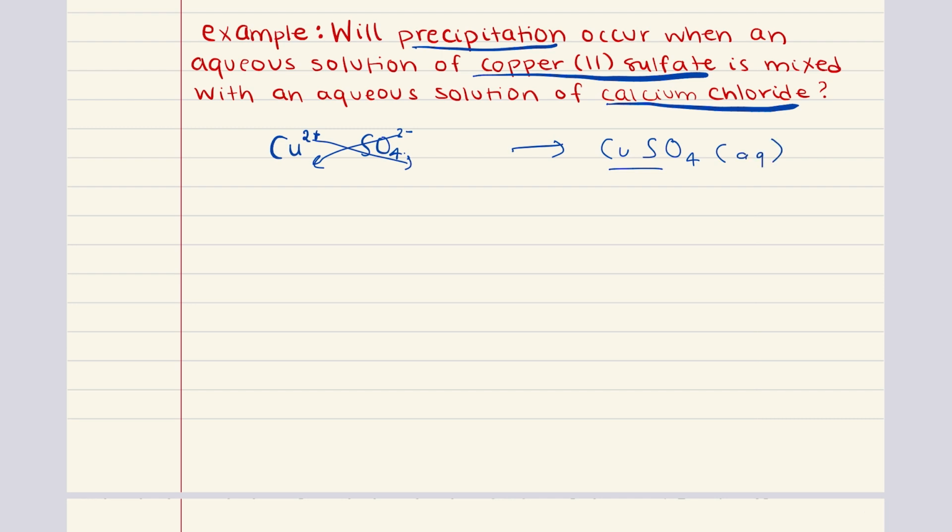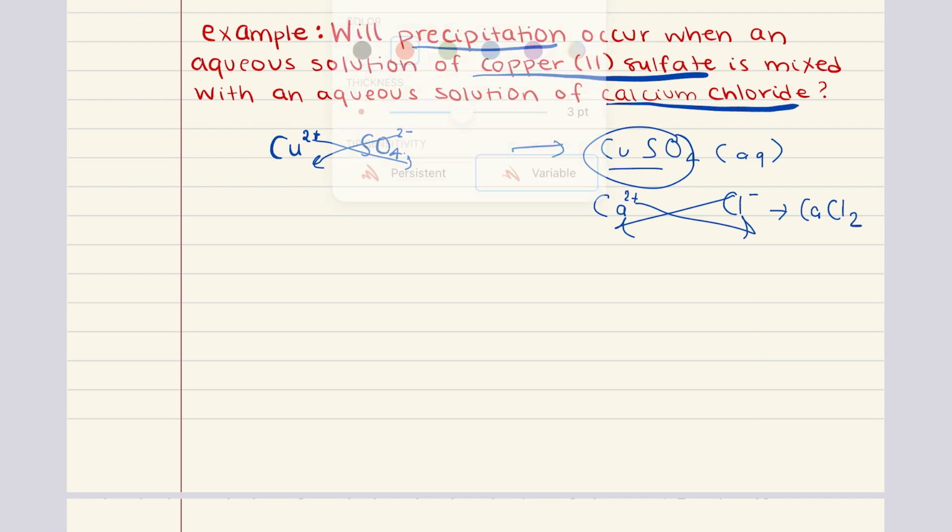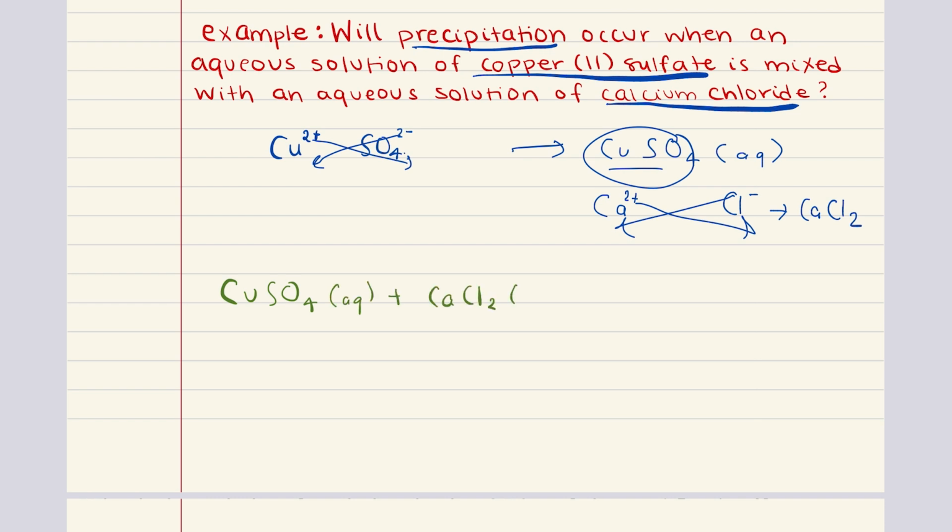And then we also have this react with calcium chloride. Swap these out, we get CaCl2. Okay, so we figured out what copper 2 sulfate looks like, and we figured out what calcium chloride looks like. Those are our two reactants. Let's go ahead and write them out. So we have copper sulfate plus, and actually make sure to write aqueous here, plus calcium chloride, also aqueous.